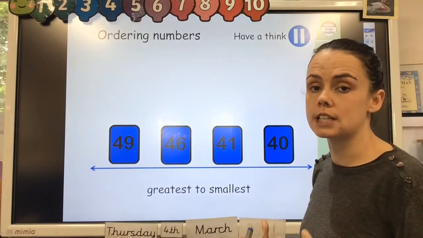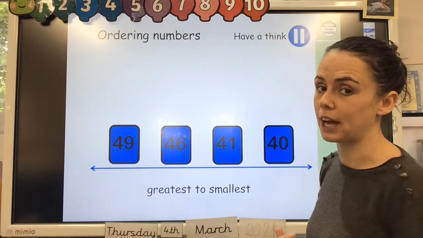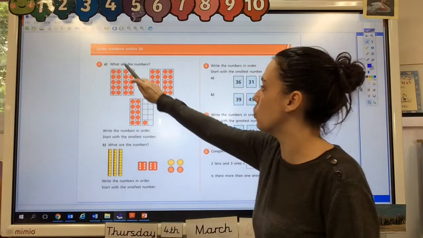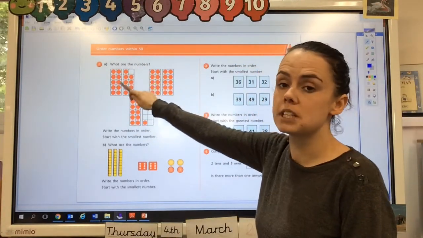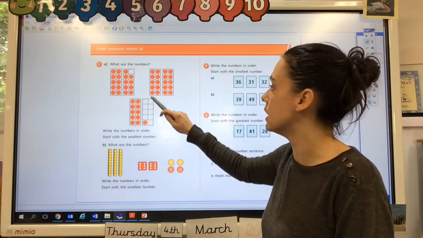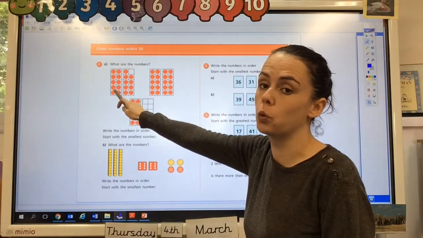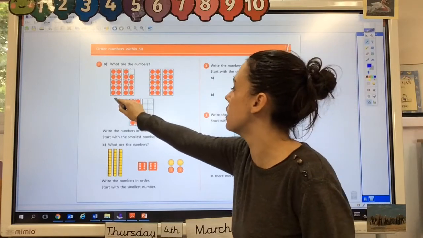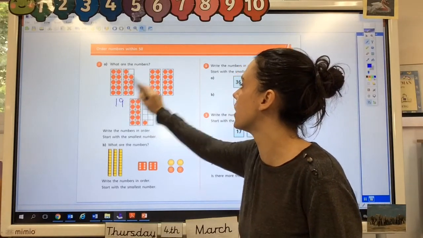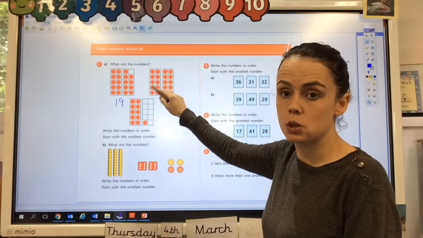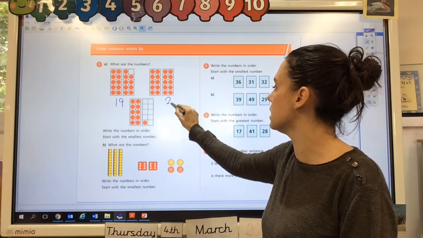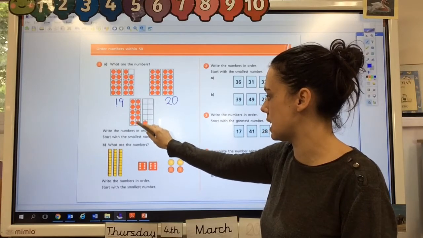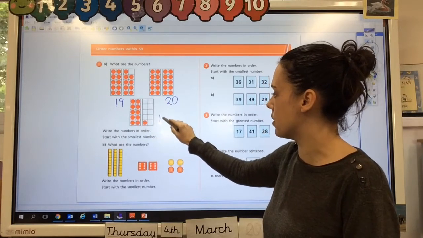Right, let's have a look at today's worksheet and see how we get on with that. Okay, here is today's worksheet. So first of all, we're going to have a look here. Now, what are the numbers? So we need to figure out which numbers we've got here. So how many have we got here? We've got 1 complete 10 frame and a 9. So that's the number 19. What have we got here? 2 complete 10 frames, which is 20. And here we've got 1 complete 10 frame, so a 10 and a 1, which is 11.